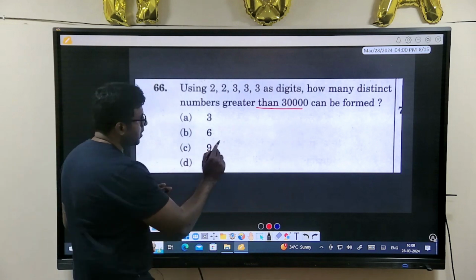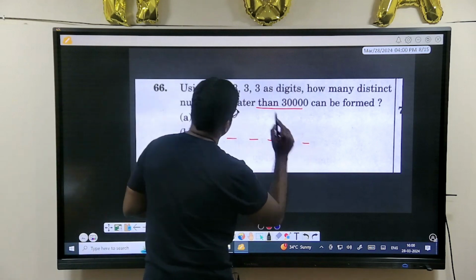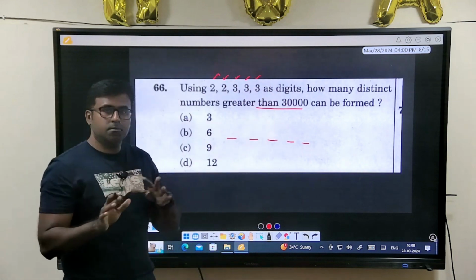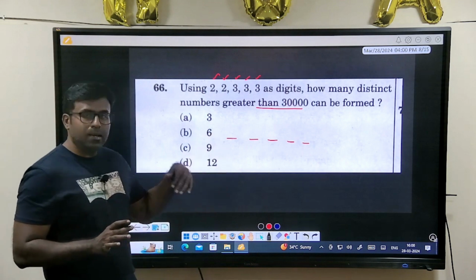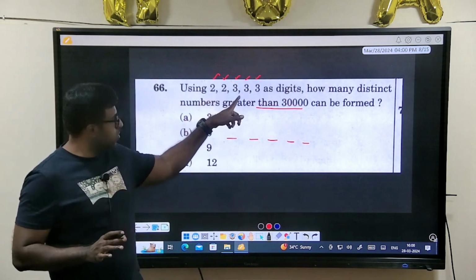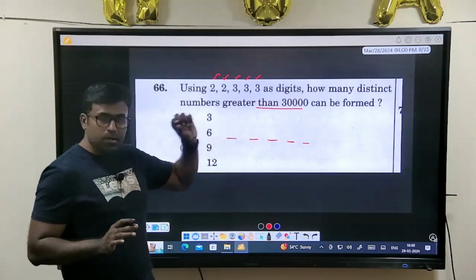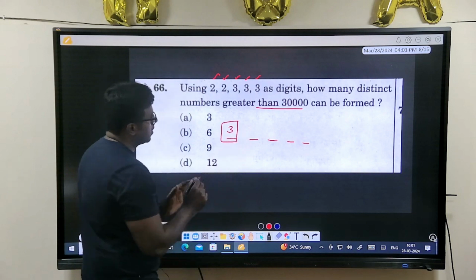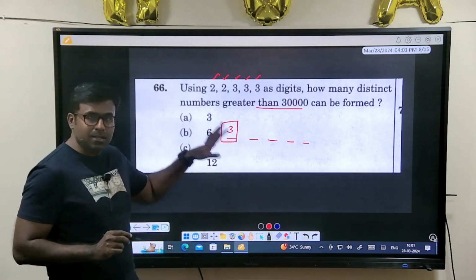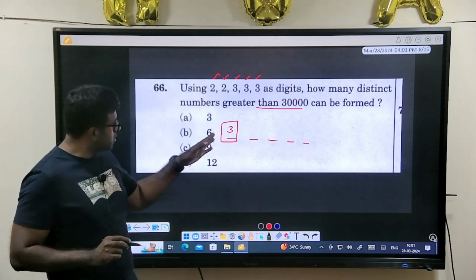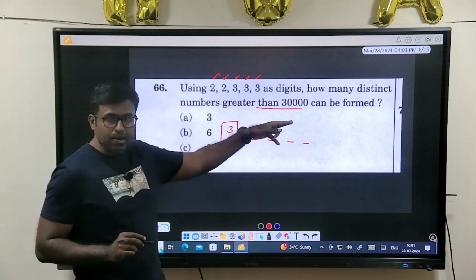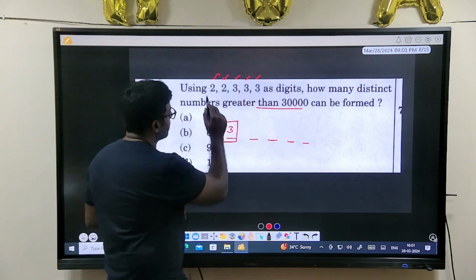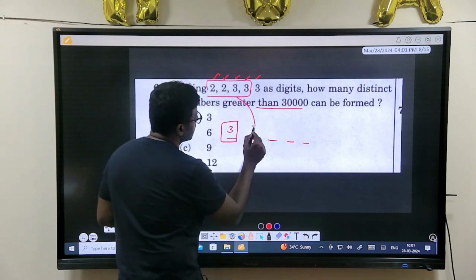Now you have 5 positions, 5 numbers. You have to have different permutations of arrangements so that they are distinct, but you already have two 2s and three 3s. One condition is that it should be greater than 30,000. That means the first position is 3 only. It cannot be 2, because if it starts with 2, it is not a greater number. It starts with 3. Now you fill in the rest of the numbers.